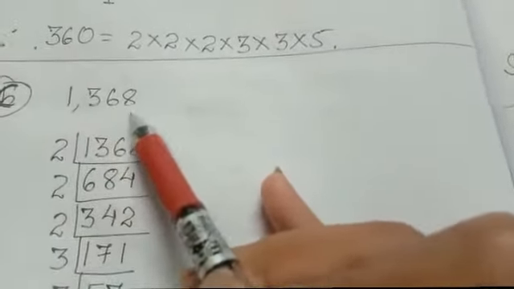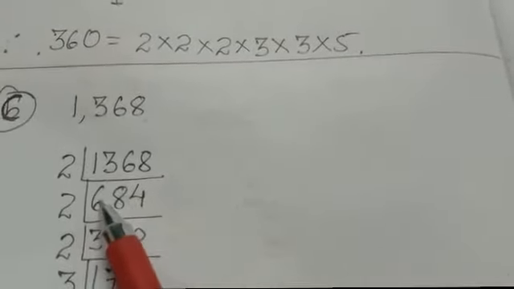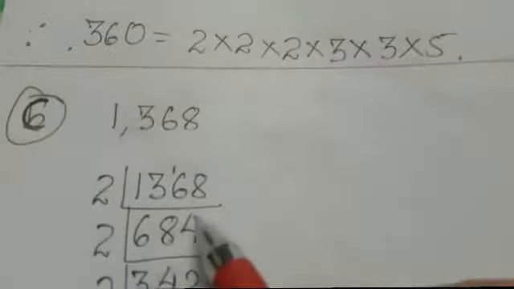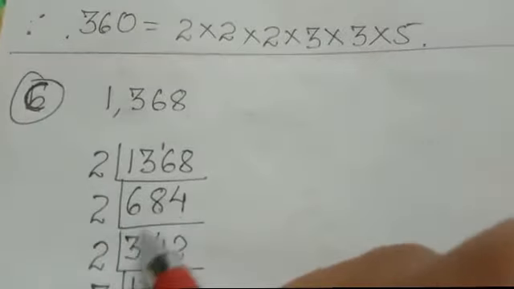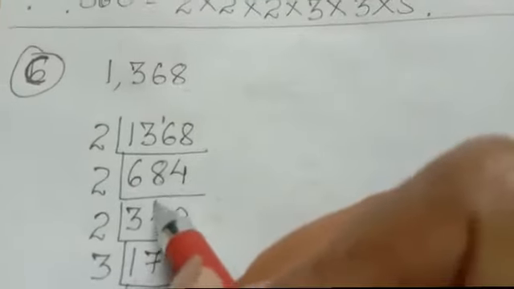1368. See, the last digit is 8, an even number. Divide by 2. 2 6s are 12. Carry 1. 2 8s are 16. 2 4s are 8. Again divide by 2. 2 3s are 6, 2 4s are 8, 2 2s are 4. Again divide by 2, 2 1s are 2, carry 1, 2 7s are 14, 2 1s are 2.